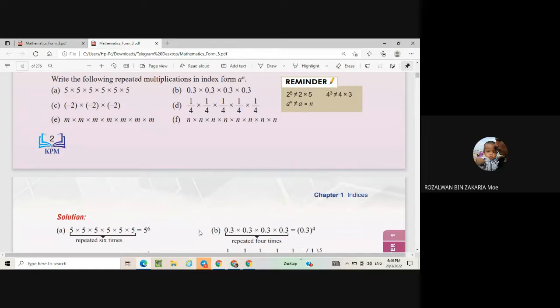And for B, it is the same. 0.3 multiplied by 0.3 multiplied by 0.3 multiplied by 0.3. For a decimal number, you have to put the bracket first, then write 0.3, close the bracket, then write the index, which is how many times the base is multiplied by itself. This one is repeated 4 times: 1, 2, 3, 4. That means the index equals 4. So the answer is (0.3) power of 4.